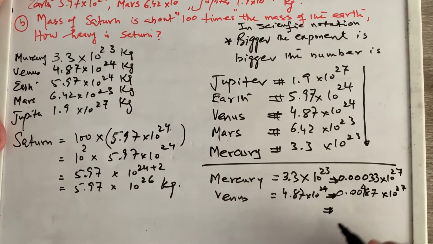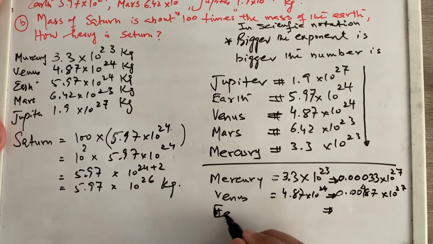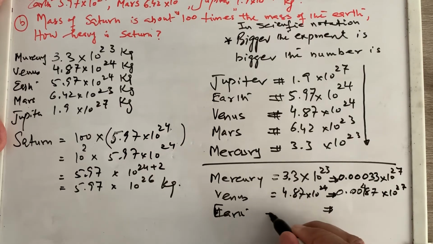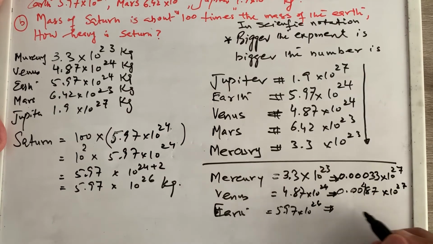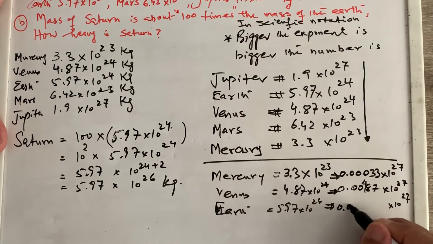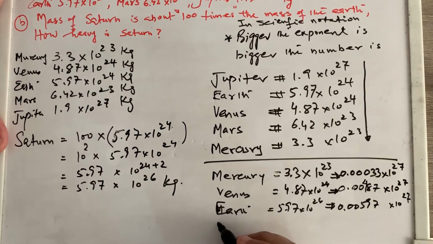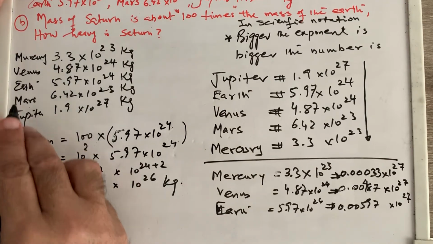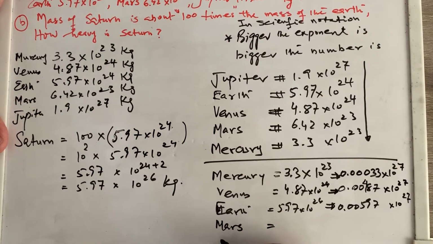And then I have Venus, I have Mars, no, I have Earth. So Earth is 5.97 times 10 to the power 24. I want to write it as 27, so I shift the decimal to the left, and this will be 0.00597. And after Earth is Mars, and after Mars is Jupiter.